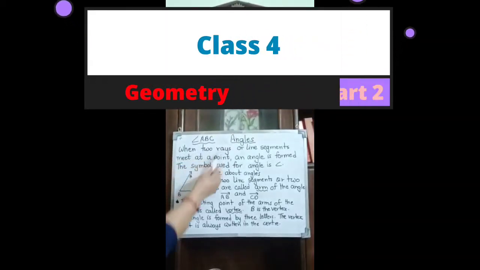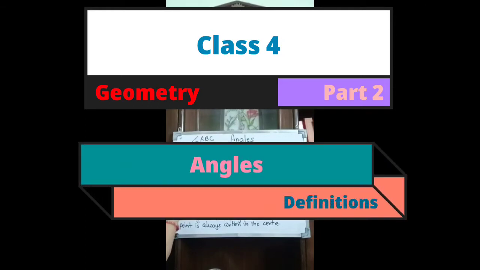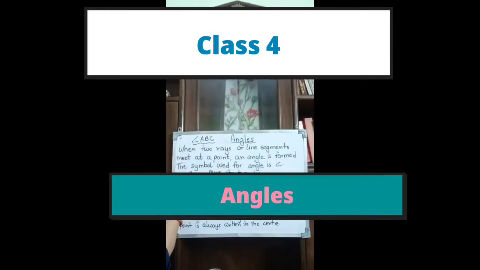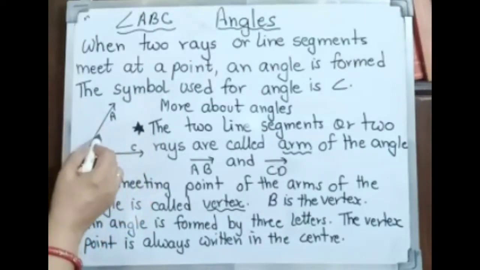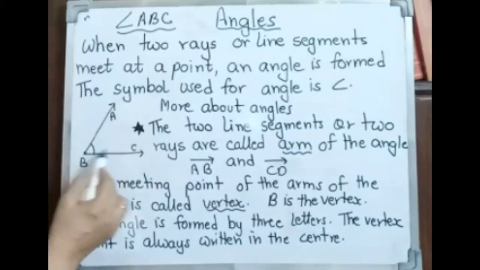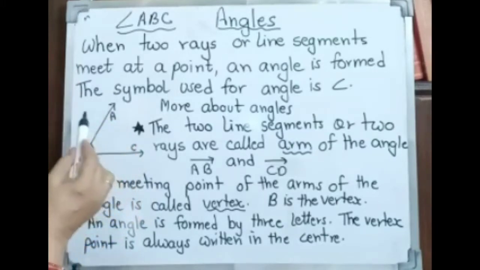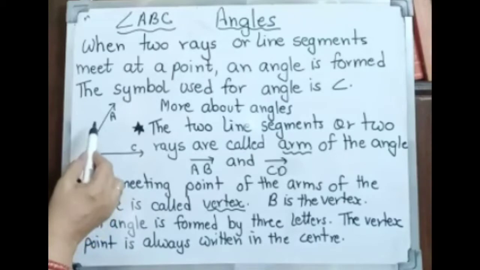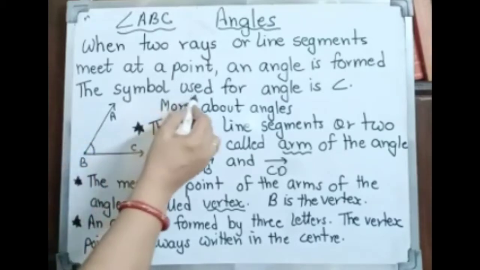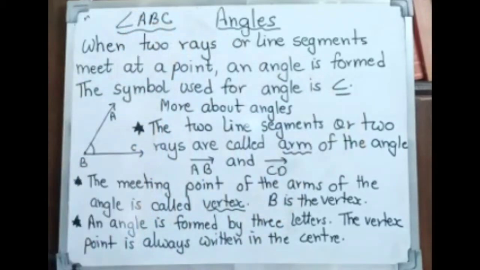Angles. When two rays, BA, which has a fixed point, and BC, meet at a point, an angle is formed. So this is an angle. BA is a ray, BC is a ray. When two rays or line segments meet at a point, an angle is formed. The symbol of angle is this one, and it is angle ABC.